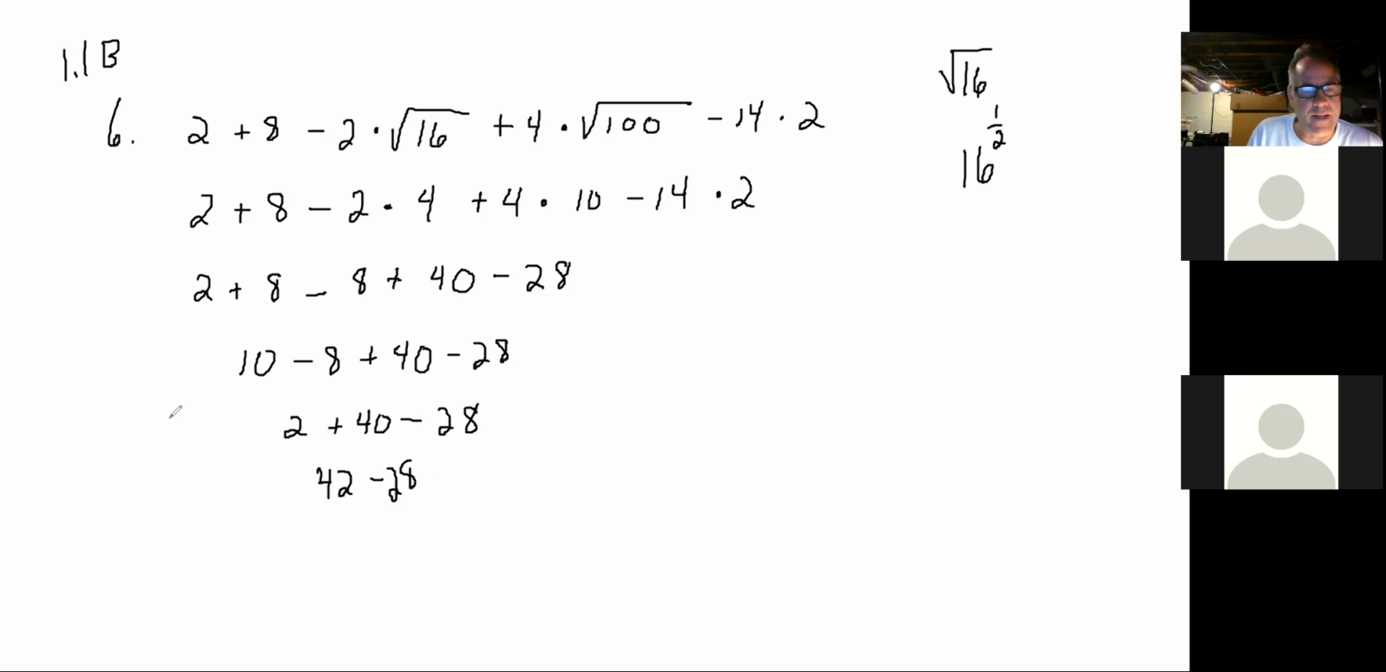And if you're doing this by hand, there's no shame in doing this. We have to borrow. And 12 minus 8 is 4, and 3 minus 2 is what? 14. And there is my final answer.